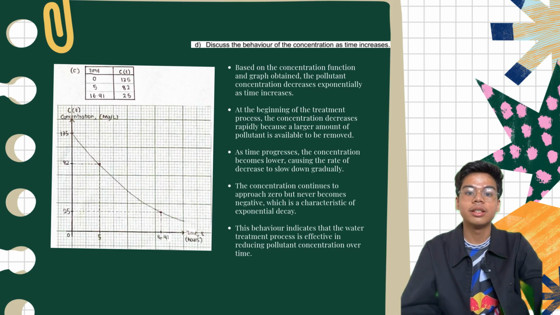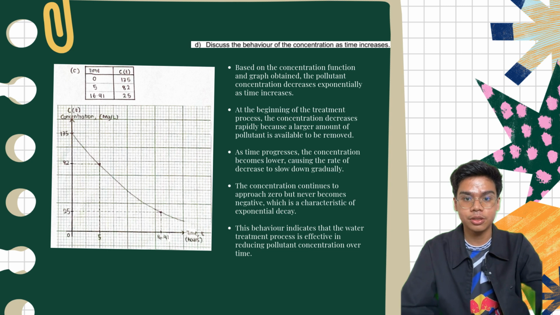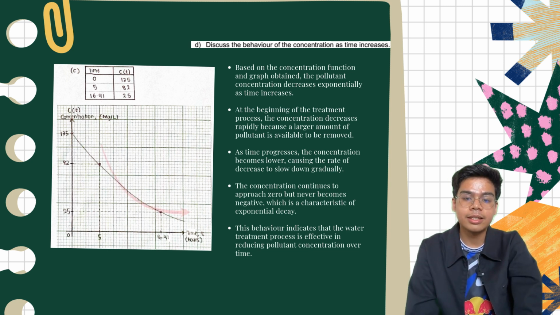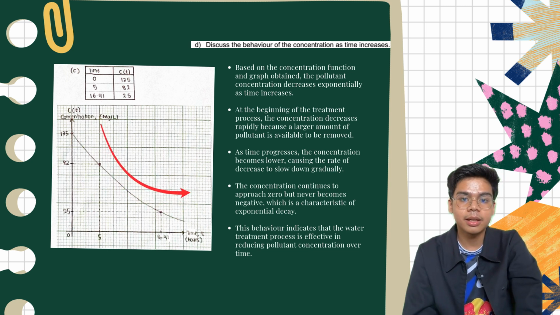This graph shows the concentration profile of the pollutant throughout the treatment process. As you can see, the curve becomes less steep as time increases, which means the rate of pollutant removal gradually decreases. This behavior is characteristic of an exponential decay process.